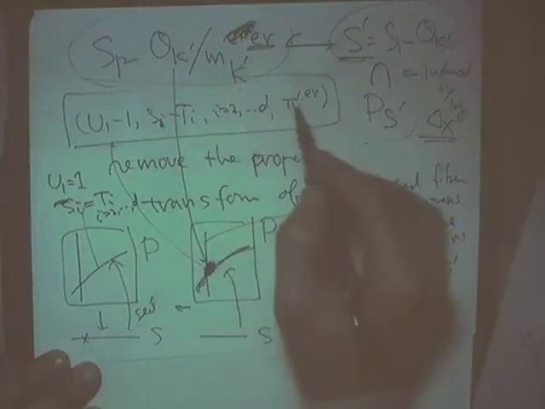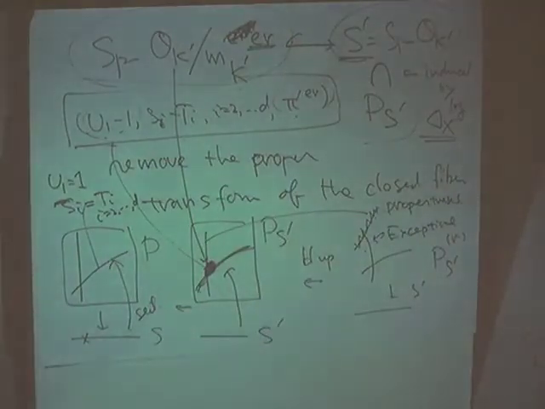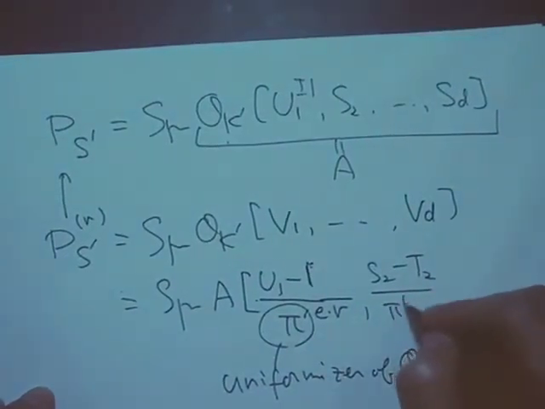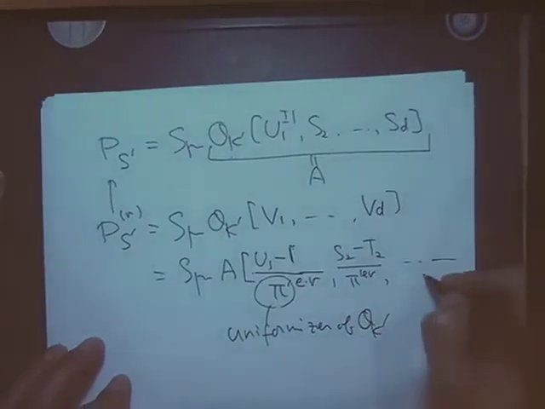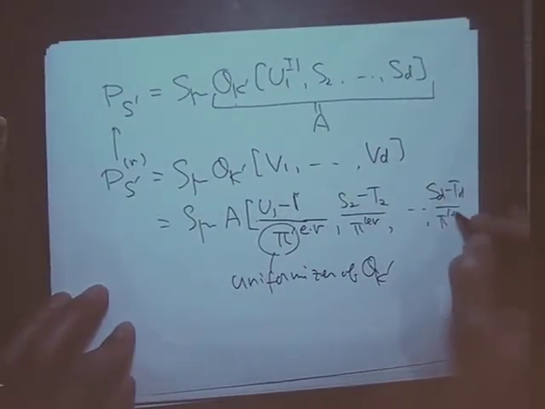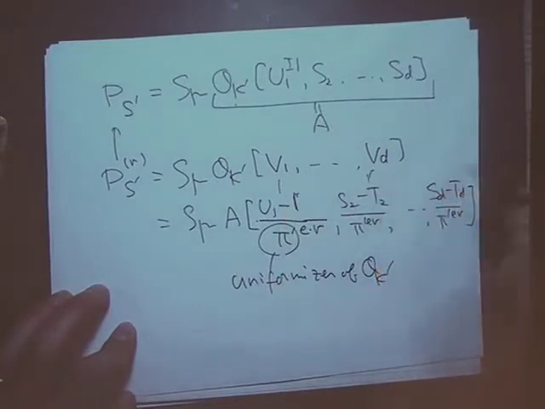So we introduce fractions. This guy divided by this guy. So I continue like this: t2 pi prime er, and so on, sd minus td divided by pi prime er. And by putting them like this, so sorry.